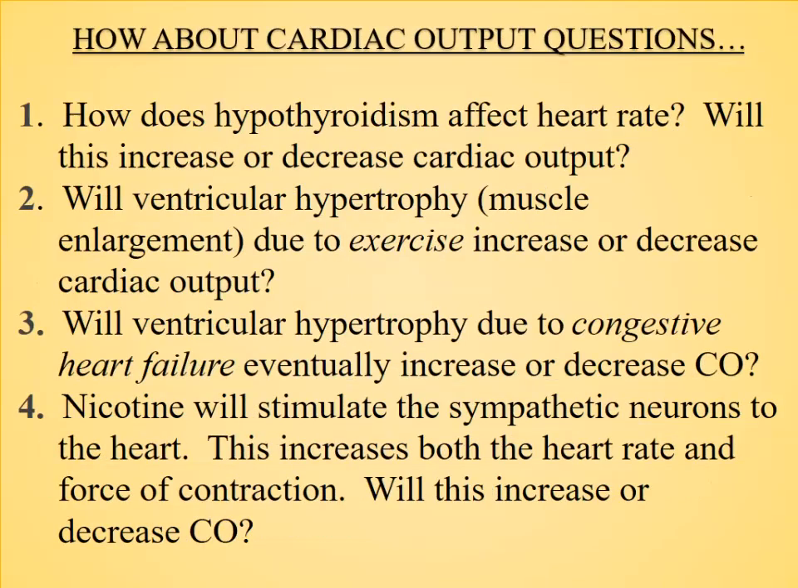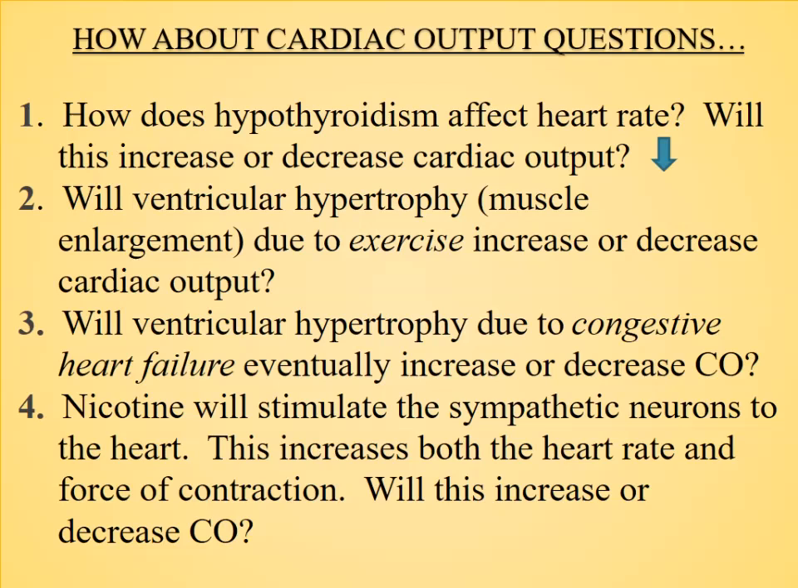All right, how about hypothyroidism affecting heart rate? Right, so this is another hormone enabled pathway. Thyroid is metabolic rate, which would naturally increase. So hypothyroidism is a decreased thyroid metabolic output. So this should do what? Decrease the cardiac output, right?